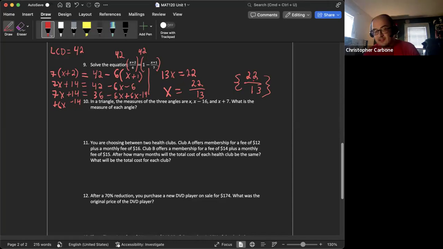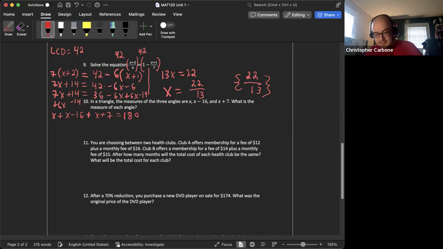The 10th one: in a triangle, the measures of the three angles are x, x minus 16, and x plus 7. We want the measure of each angle. So for this one, they assume that you know that in order to find the measure of each of the three angles, you would add these up, and they're supposed to make 180. So x plus x minus 16 plus x plus 7 is equal to 180.